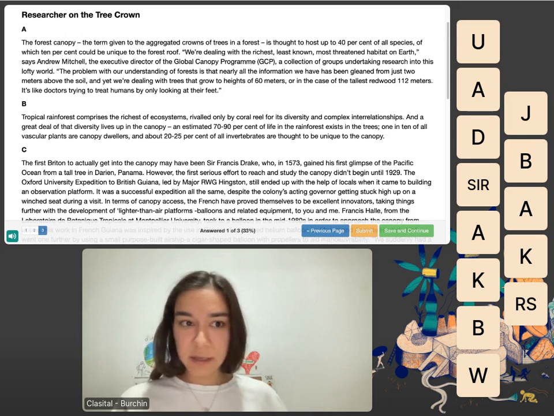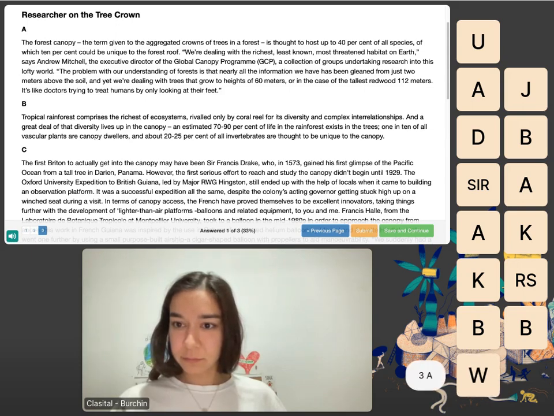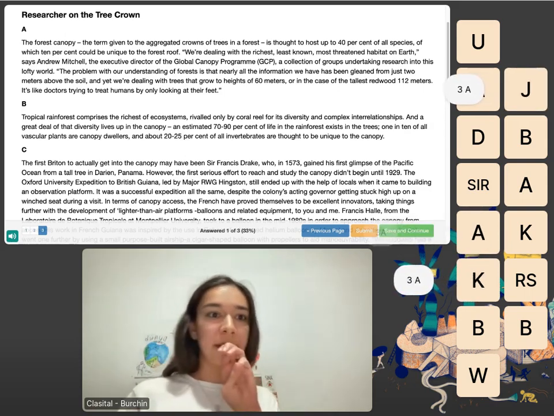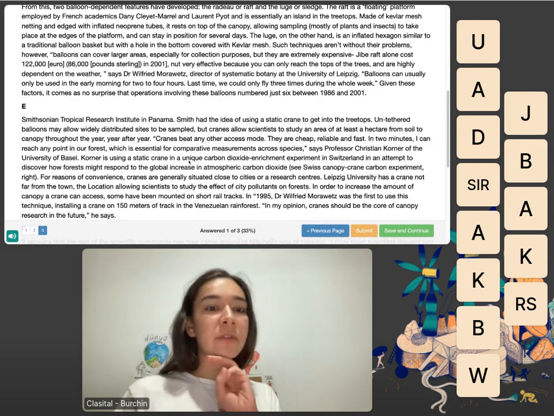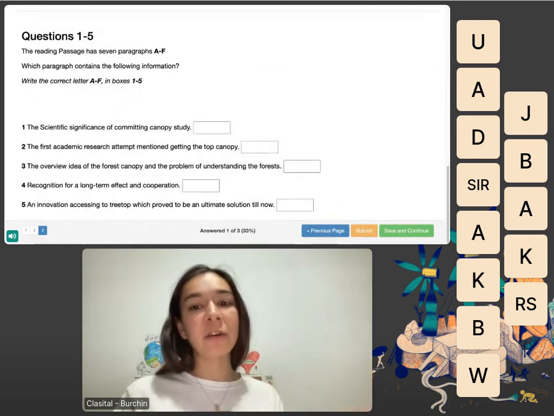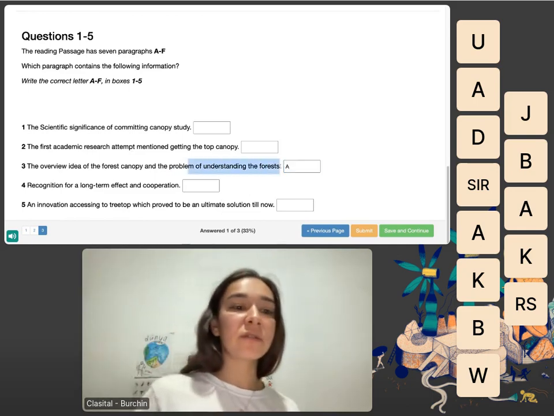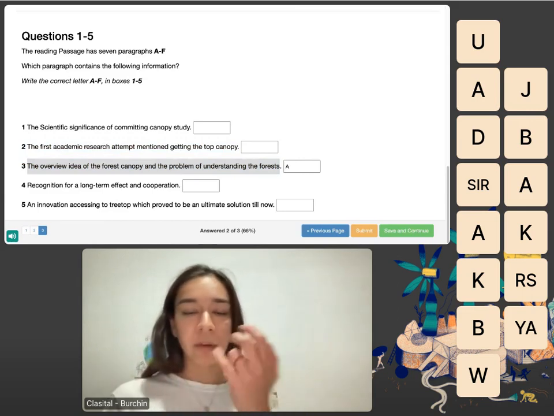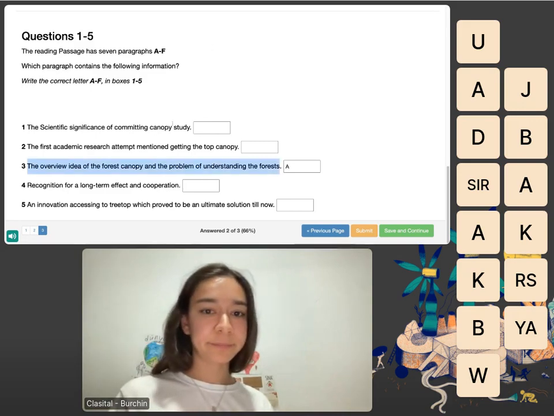Oops, I have many different ideas. For A, we are saying 3. Okay. I understand. What is it? The overview idea of the forest canopy and the problem of understanding the forest. Yes, we have a metaphor for this too. They are saying like doctors looking at the feet, and we are looking at the forest like this. So this is nice. Let's continue.